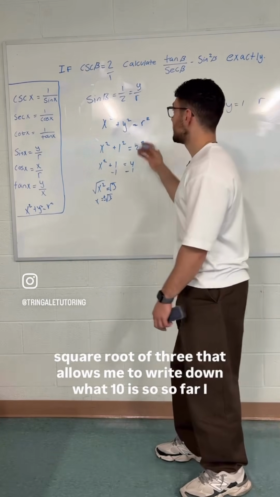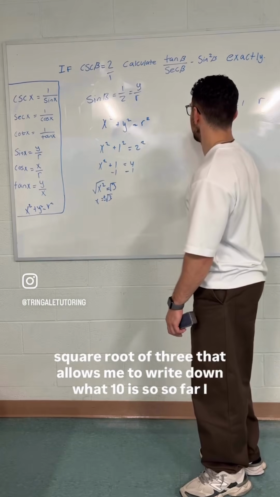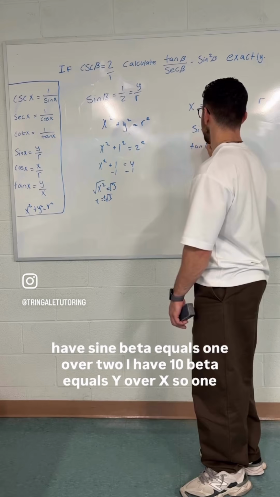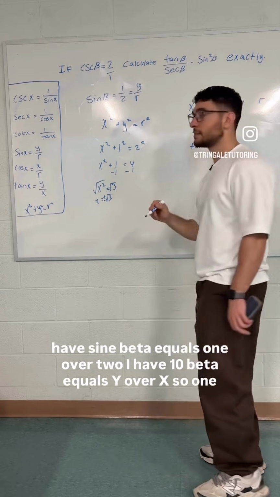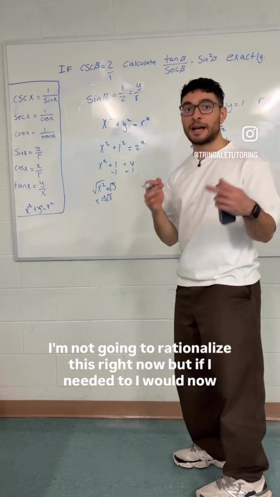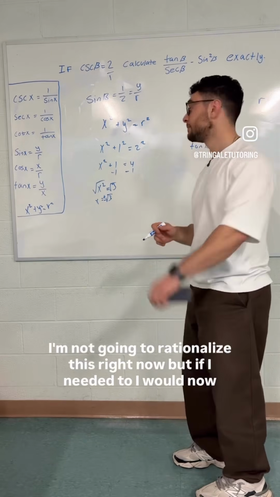That allows me to write down what tan is. So far I have sine beta equals 1 over 2. I have tan beta equals y over x, so 1 over root 3. I'm not going to rationalize this right now, but if I needed to, I would.